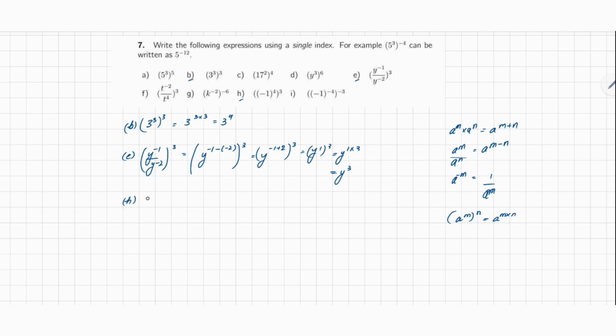Next we have question H. So that's minus 1 raised to 4 raised to cube. We can use this formula again. So we have minus 1 raised to 4 times 3, minus 1 raised to 12, which is also equal to 1.